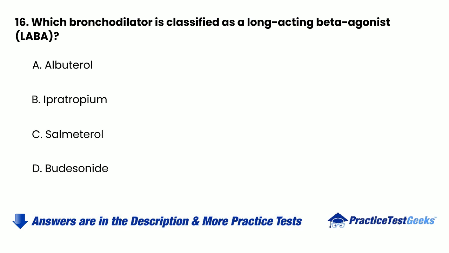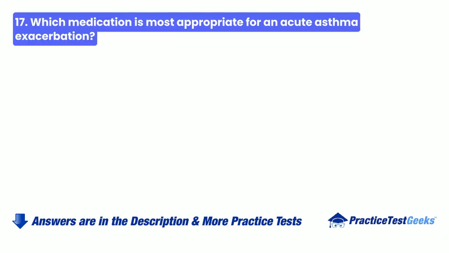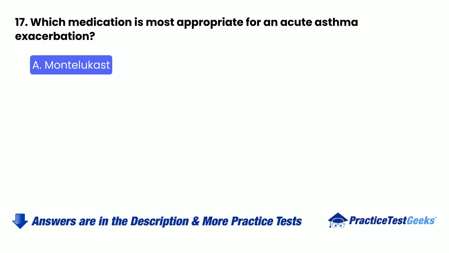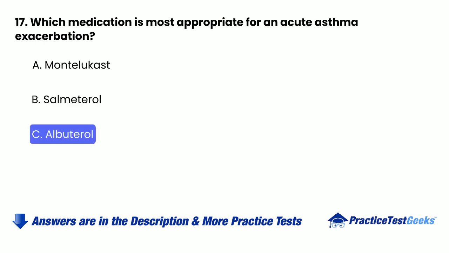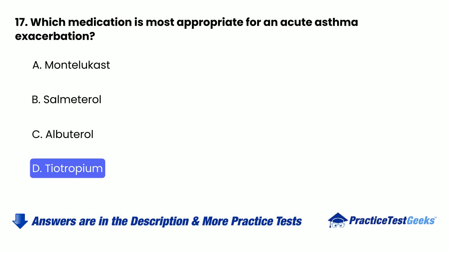17. Which medication is most appropriate for an acute asthma exacerbation? A. Montelukast. B. Salmeterol. C. Albuterol. D. Tiotropium.